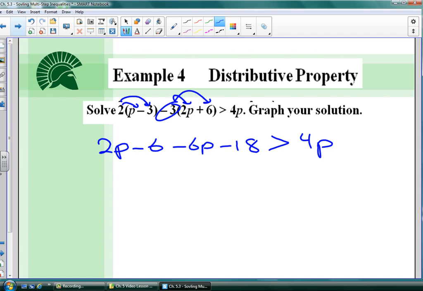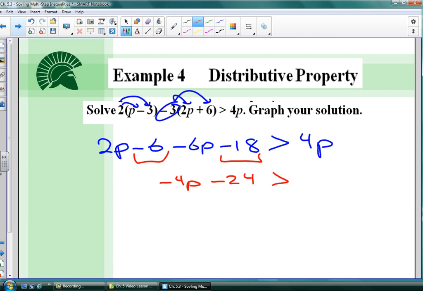Okay? I'm going to combine all my like terms, and then I'm going to move my variable to one side, move the things that are not my variable to the other, and I should be able to finish. So what I'm going to end up with is 2p minus 6p because they are like terms, and I'm going to end up with minus 4p. I'm going to end up with a minus 6 and a minus 18, which is going to give me a minus 24 because they are like terms and both have minuses. So we're going to put them together.